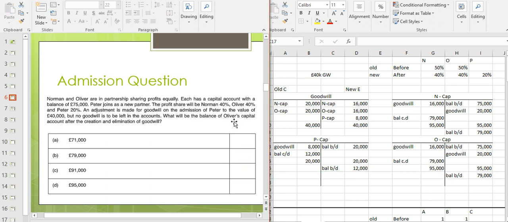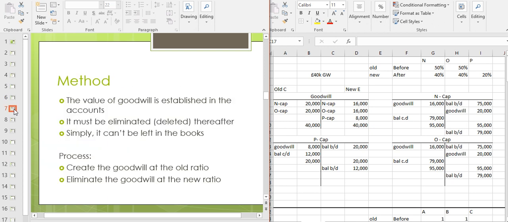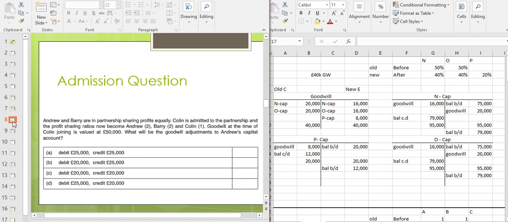Okay, what I'm going to do now is look at the next question. Sorry, before that, a little bit of theory just to recap, and then next question, and I'll signpost you from there on. So the method is, the value of goodwill is established in the accounts, okay, but it must be eliminated, i.e. you create and you eliminate. Okay, it cannot be left in the books. And create the goodwill at the old ratio and eliminate it at the new. So create goodwill, split on the old, debit, and eliminate on the new, on the credit side. And you can see that is now eliminated there.